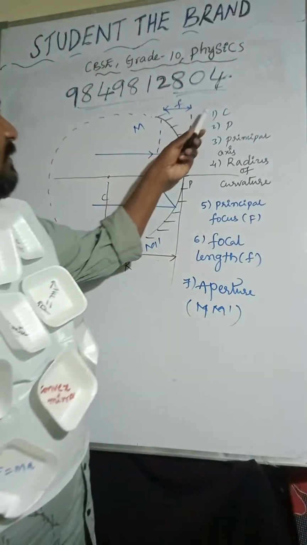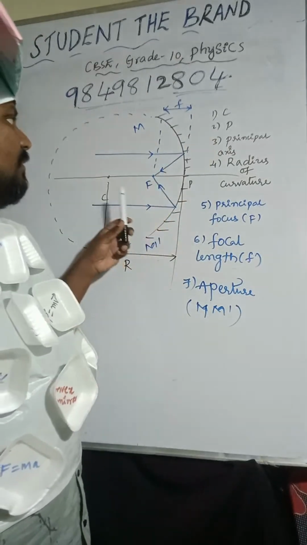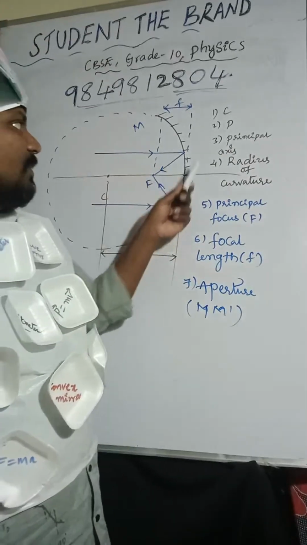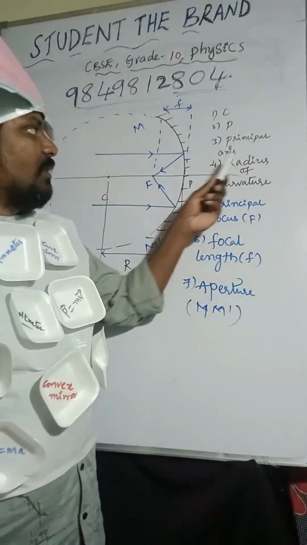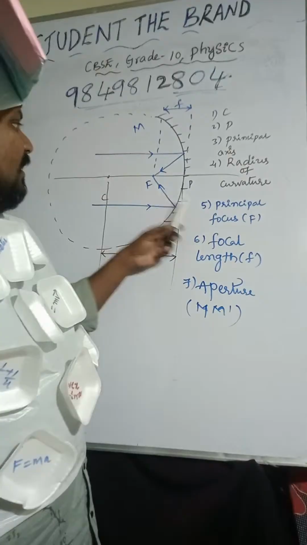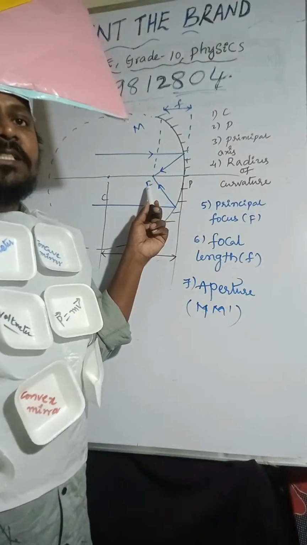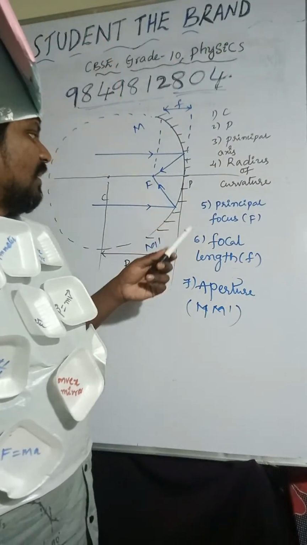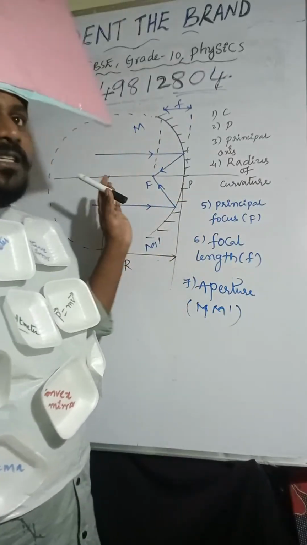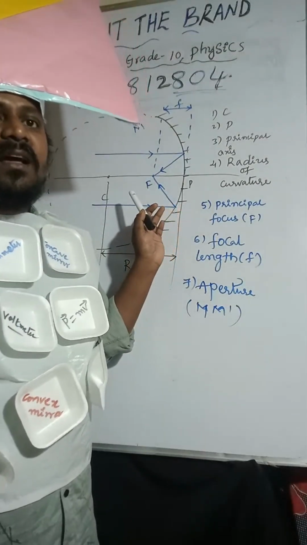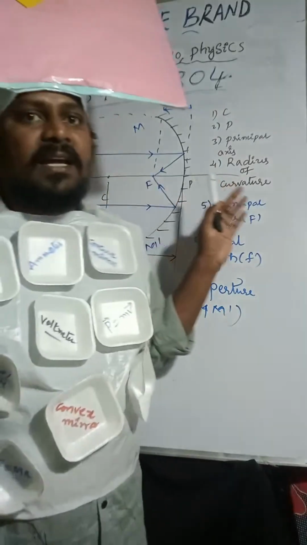Once again, the center of the imaginary sphere in which the mirror is a part is the center of curvature. The midpoint of the mirror is called pole. The line joining the center of curvature and pole is called principal axis. The distance between them is called radius of curvature. After reflection, all light rays meet at one point on the principal axis, called principal focus. The distance between focus and pole is called focal length, and the width of the mirror is called aperture. So these are the terms related to spherical mirror.